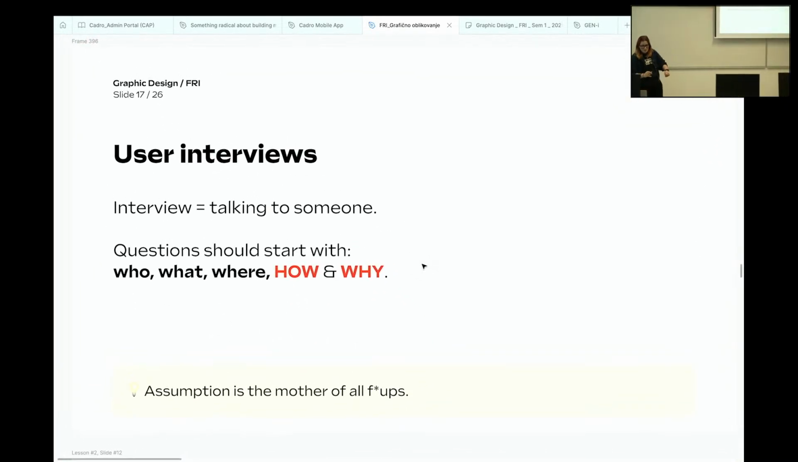Now I'm going to talk about user interviews. It's really hard for many people to go to interviews. But interviews are just talking to people. We ask questions and we listen. That's it. That's the whole science. Of course, it's important how we listen, that we're active listeners, and how we ask questions. We ask questions that start with who, what, where, how, and why. Most of us know that assumption is the mother of all... I won't say what.